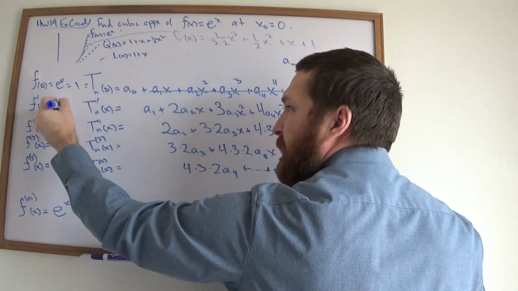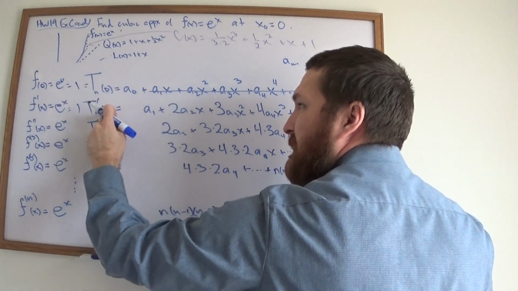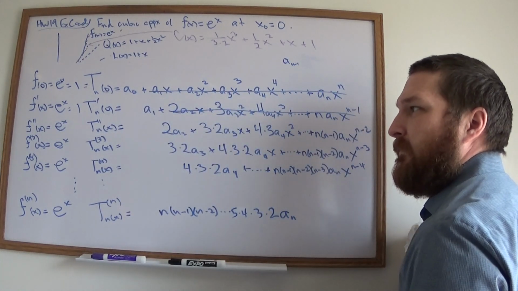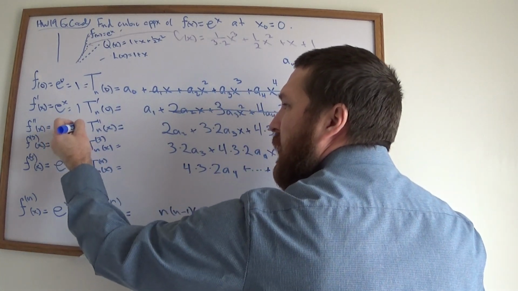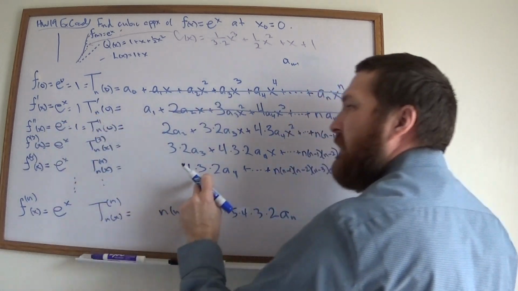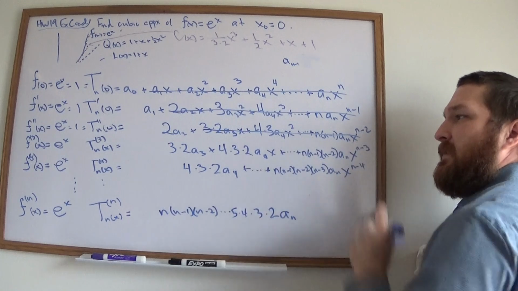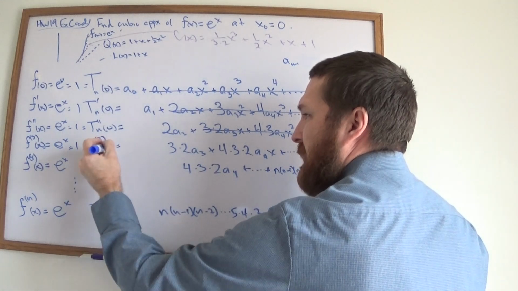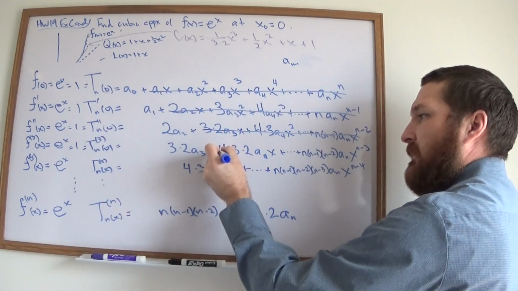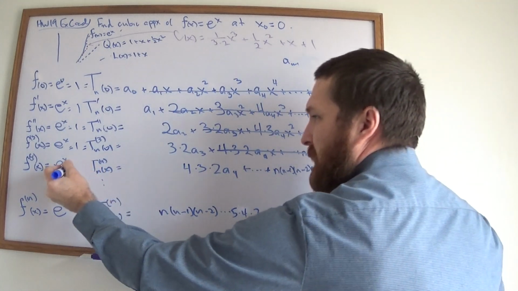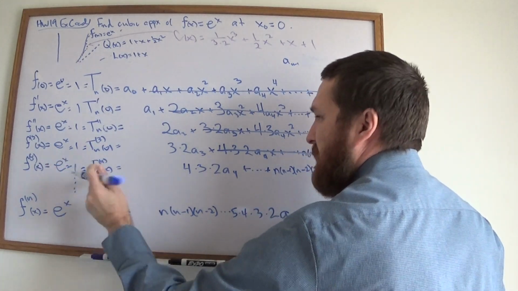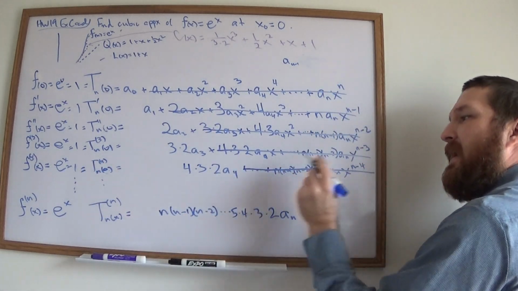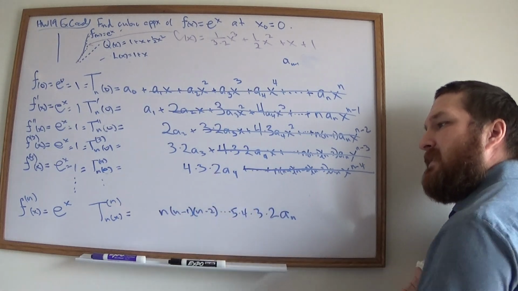Okay? I do the same thing. I plug in a 0, I get a 1. It has to be the same thing as when I plug in a 0 here, which makes all of these guys go away. I plug in a 0, I get a 1, and that has to be the same thing as when I plug in a 0 here. That makes all of these guys go away. And I keep doing that all the way down until I get to the nth derivative.